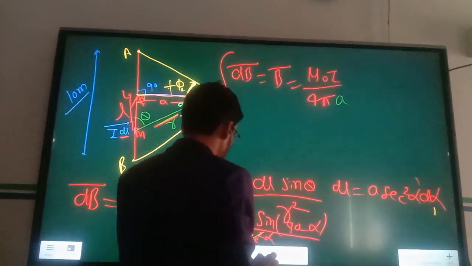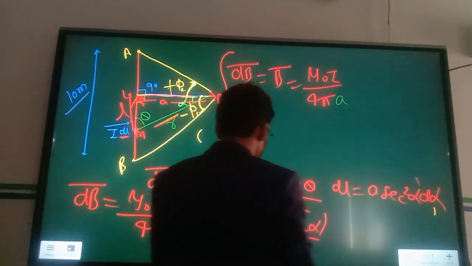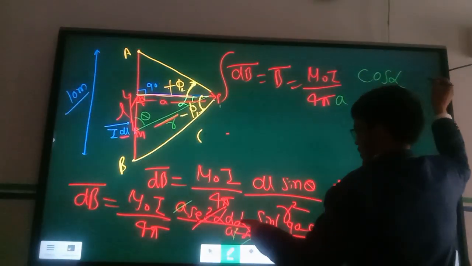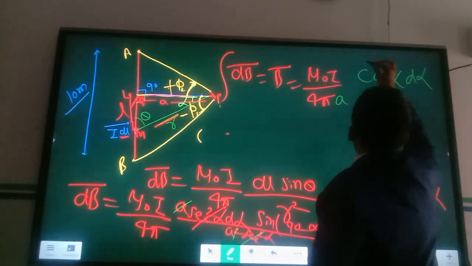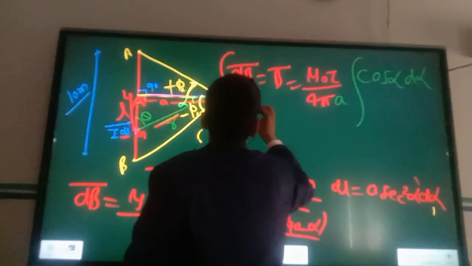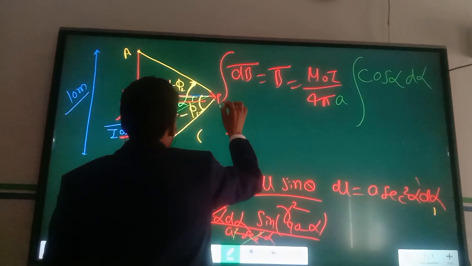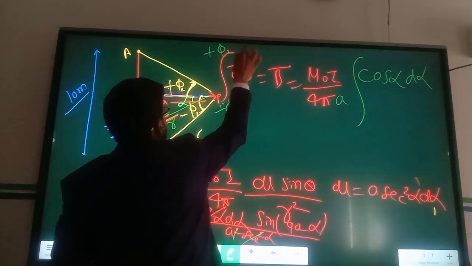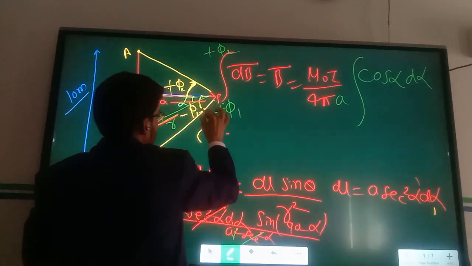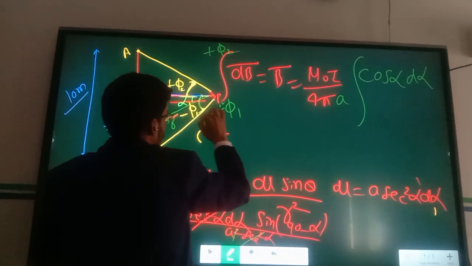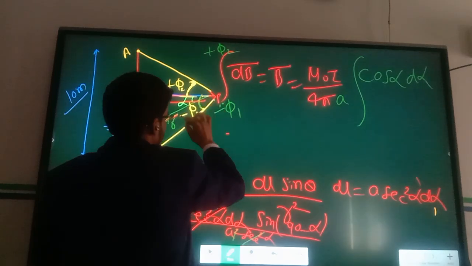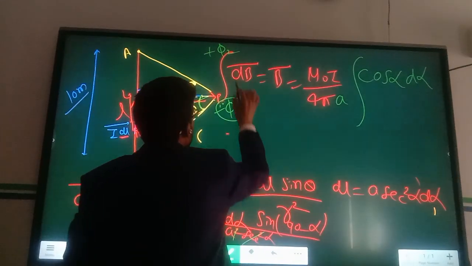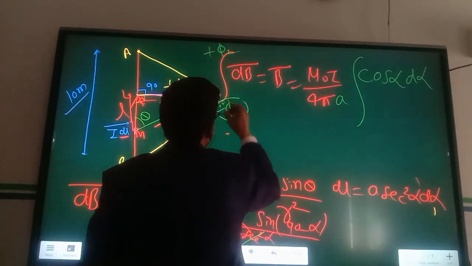Now cos alpha d alpha, with the lower limit and upper limit. The lower limit is minus phi and the upper limit is plus phi. I have already discussed that. Anti-clockwise is taken as minus and clockwise is taken as plus. So anti-clockwise minus phi and this is plus phi, so minus phi to plus phi.